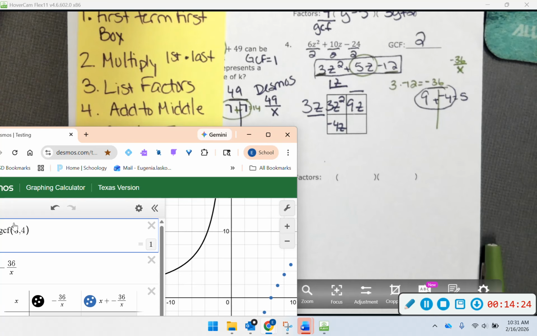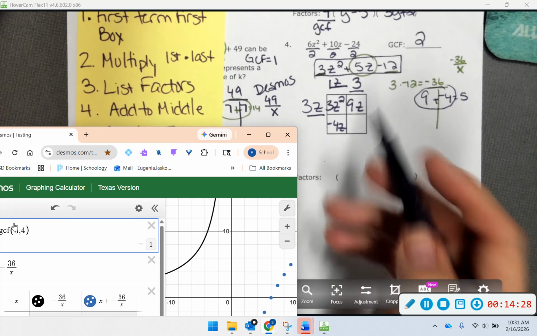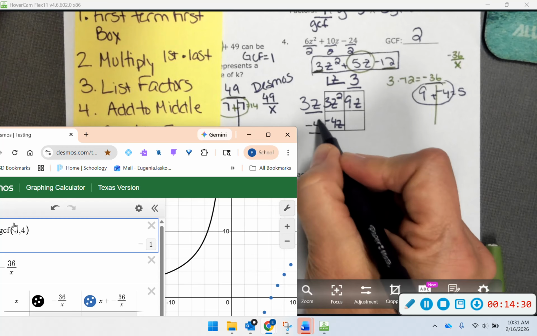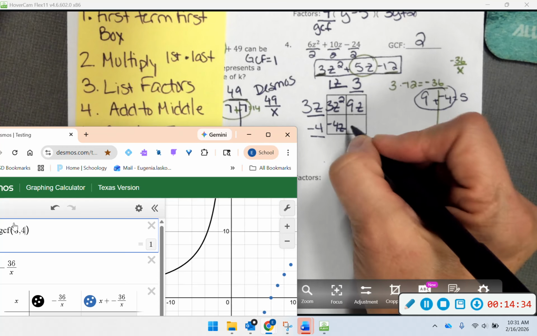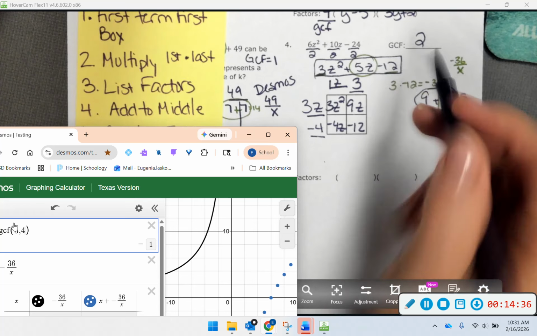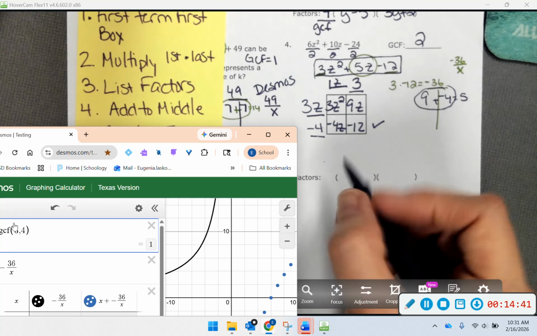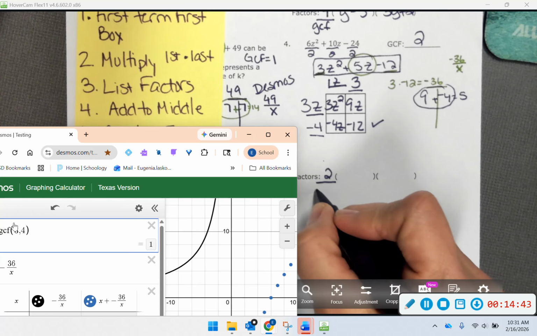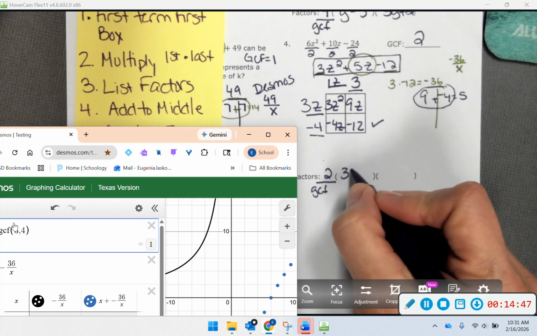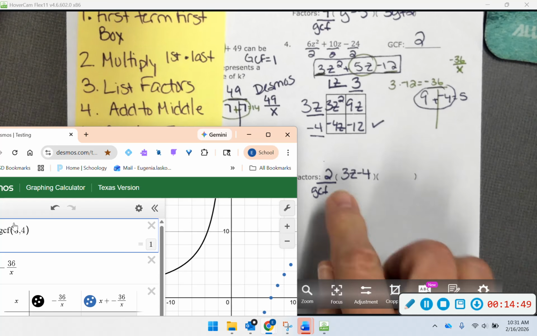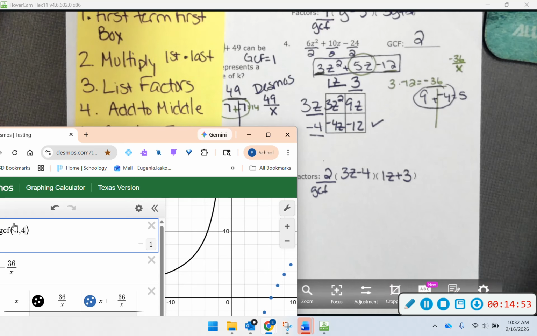Let's go filling our missing boxes. 3 times what is 9? 3. 1 times what is negative 4? It's negative 4. And now we're going to check the last box. Negative 4 times 3 is negative 12, just like I was supposed to get. So it checked out. So my factors, remember the GCF is your first factor. So that's my first factor. My second factor is over here on the left or the top, whichever one you want to put first. 3z minus 4. And the top is 1z plus 3.